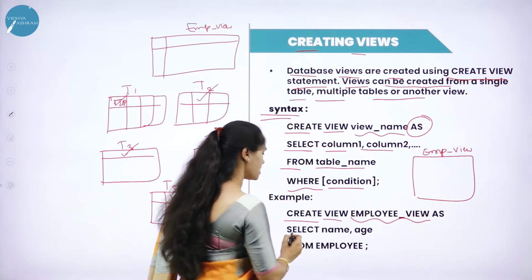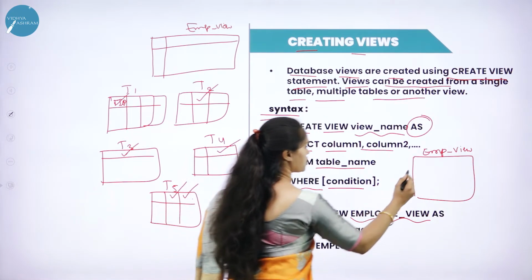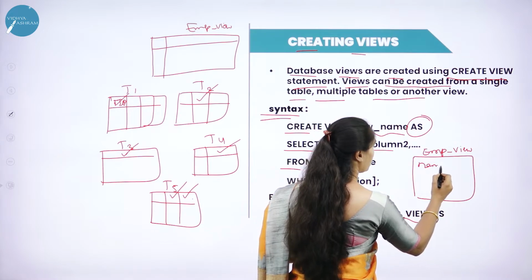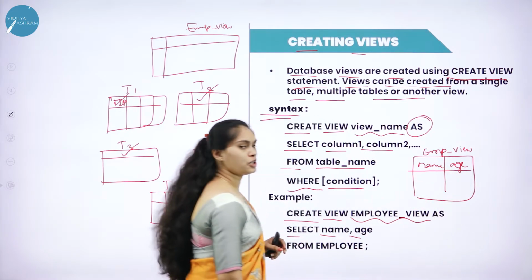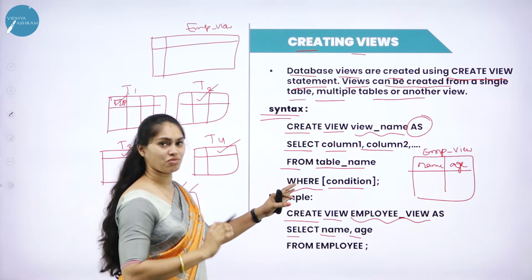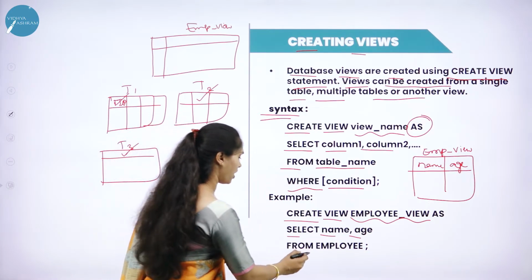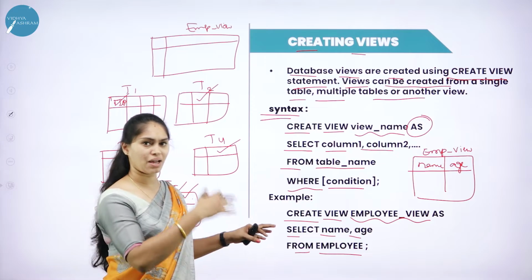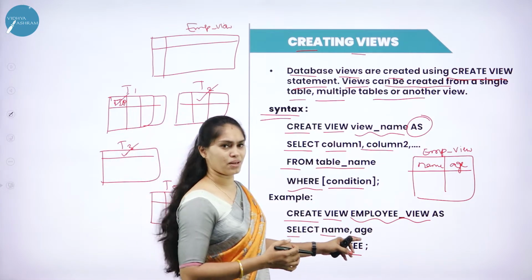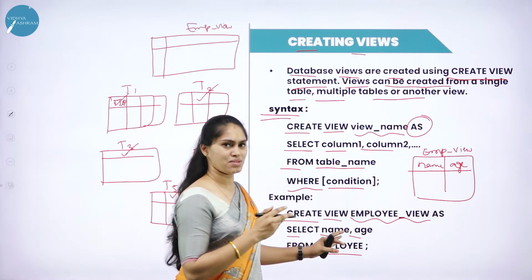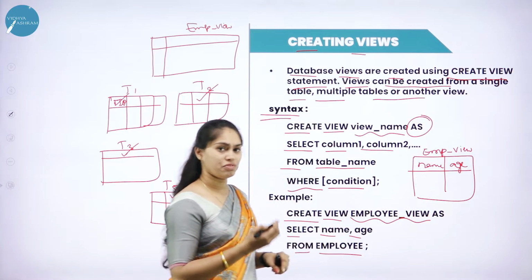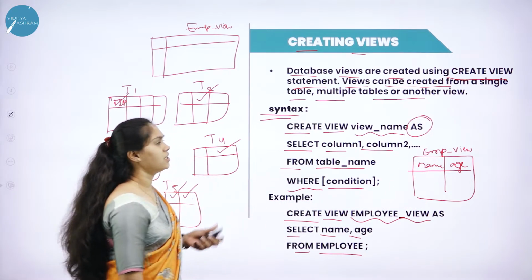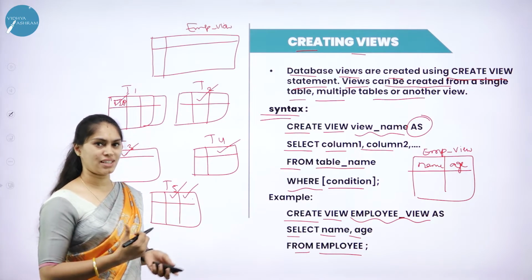Okay, so as select name comma age. So how many columns will it include? Name and age will be the two columns of this employee view virtual table. From the employee table, I'm taking only name and age. I'm taking those two columns as the columns of my virtual view called employee view. So this is how the creation of a view takes place.